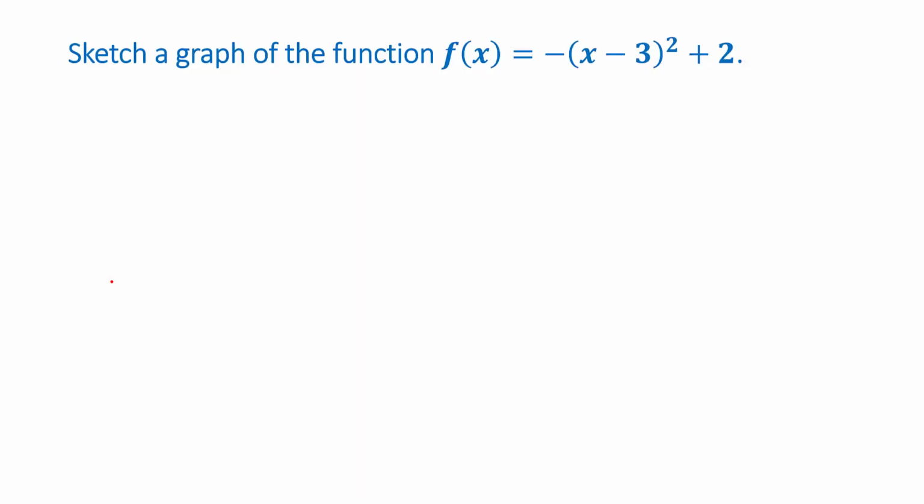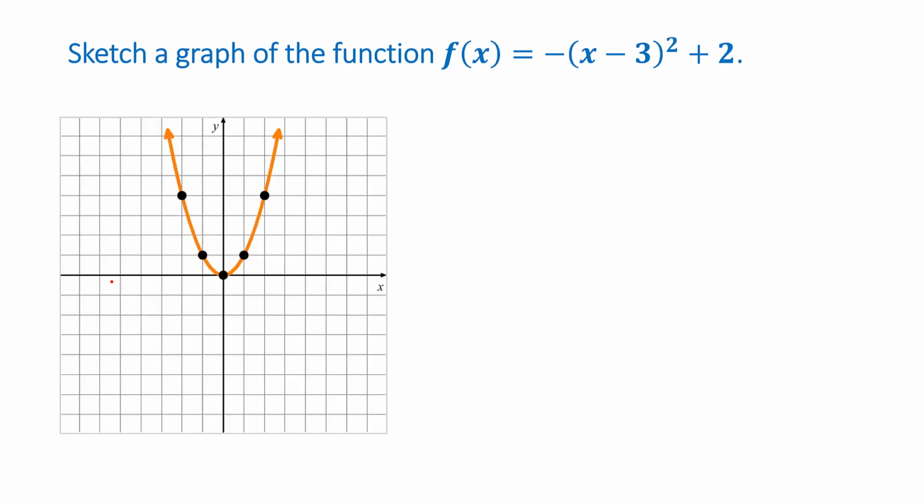Well, let's do an example where we use these steps. We're going to sketch a graph of the function f(x) equals -(x - 3)^2 + 2. And here you can see the parent function we want to use is y equals x^2. I've made dots on the points that I use for transformations of this function: (-2, 4), (-1, 1), (0, 0), (1, 1), and (2, 4).